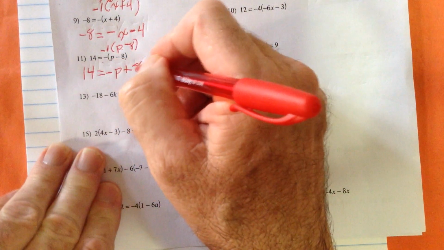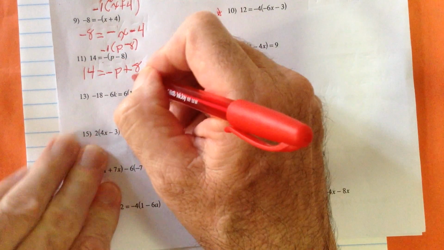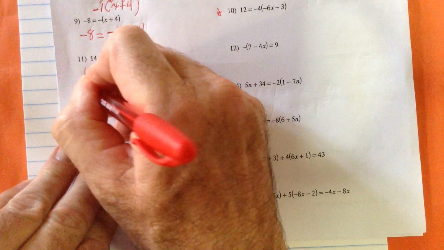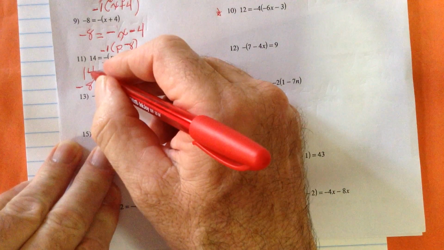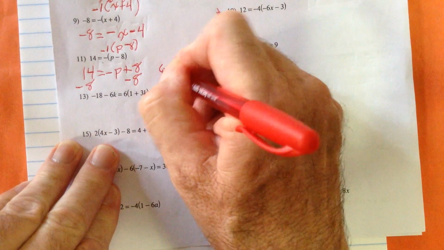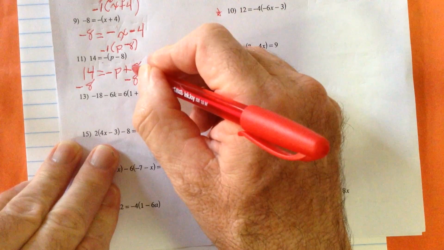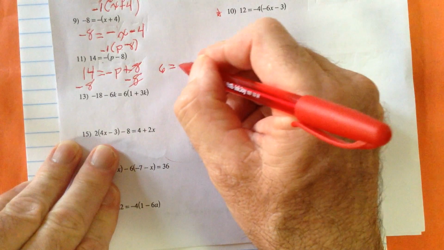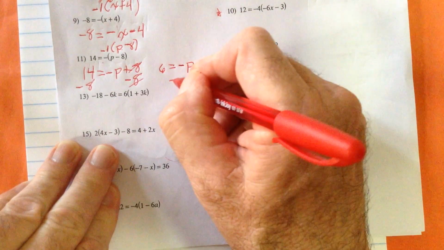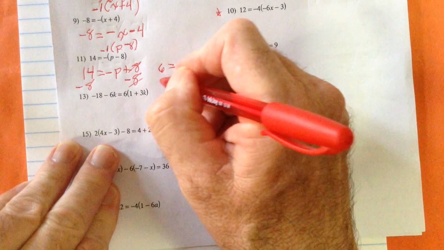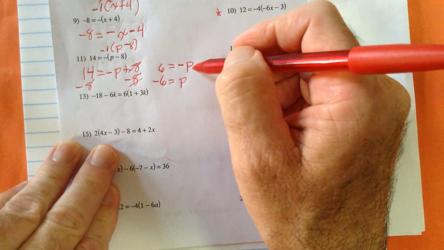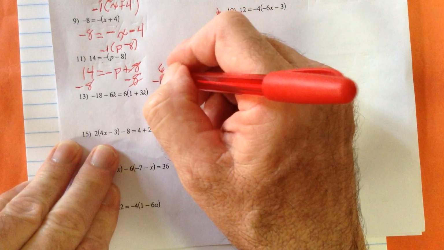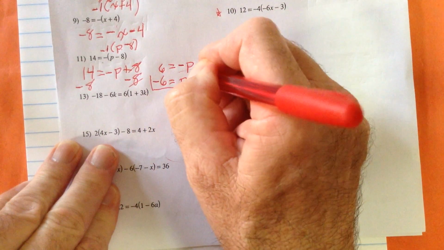So here if I go negative 8 to get rid of that, I've got negative 8 on this side. So 14 minus 8 is 6 equals, and that cancels out, negative p. But here I don't want the p to be negative, so if I change this one to a positive, then I have to change this one to a negative. I've got to do the same thing. Or it's like if I divide this side by negative 1 and divide this side by negative 1, you end up with a negative 6.